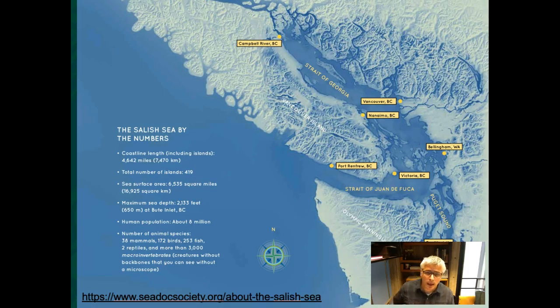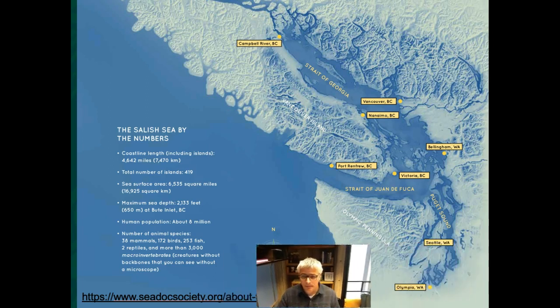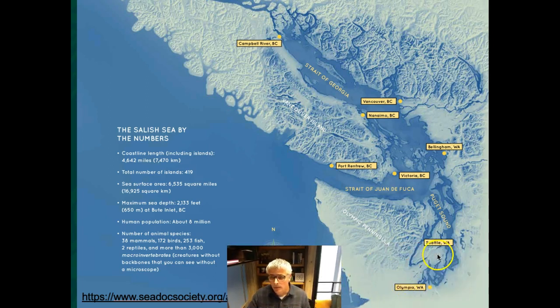This is another map of the Salish Sea. This is put out by the Sea Society, and it shows some of the major cities in the area as well. So I can move my head out of the way. From Olympia, Seattle, Bellingham, Vancouver, all the way up to Campbell River. So the Salish Sea, the northern extent of the Salish Sea, is typically thought of as about Quadra, all the way down through Olympia, and then out on the outer coast here.